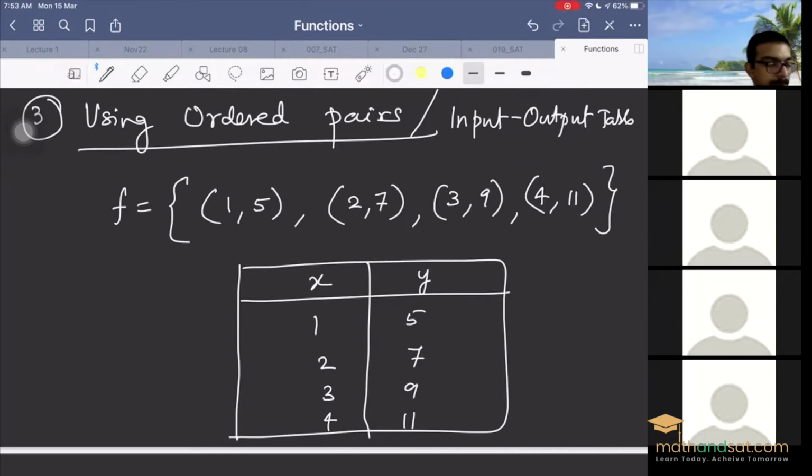Any idea? First of all, my question is, does this represent a linear function?